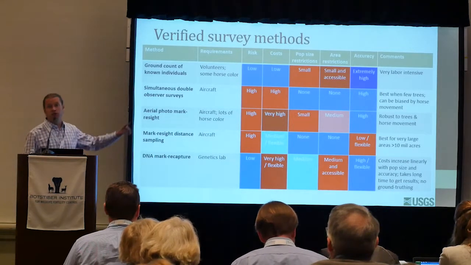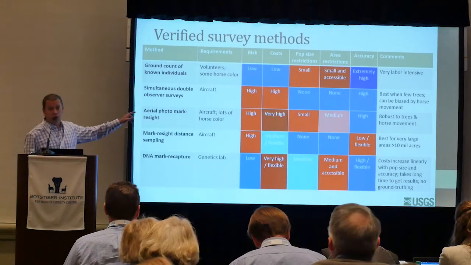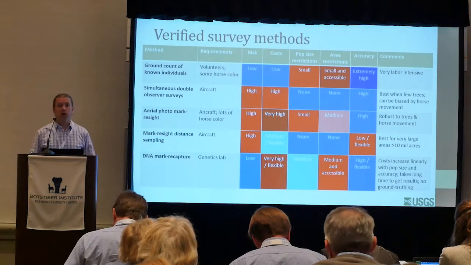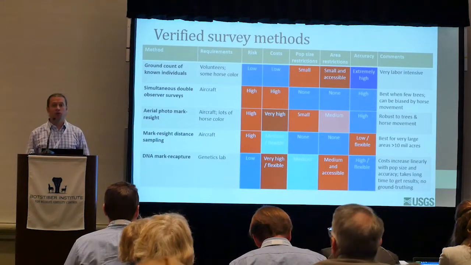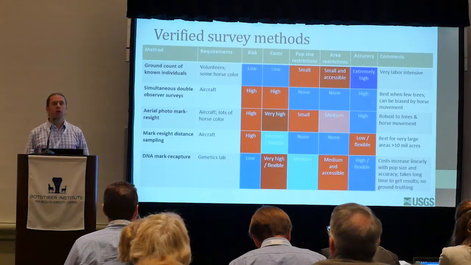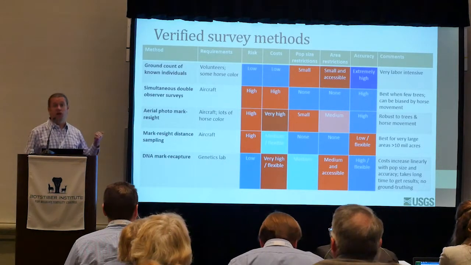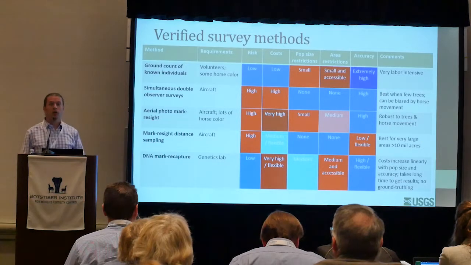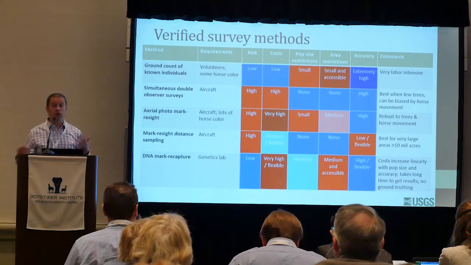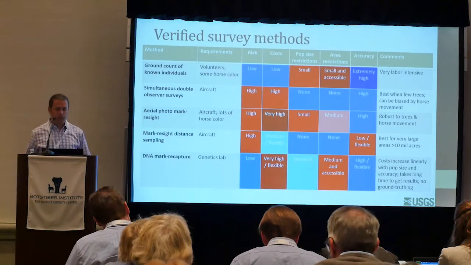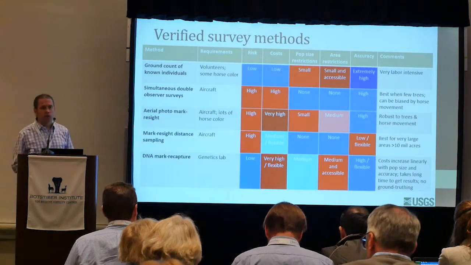If you can do it, that's the gold standard. If you can get out there and see every horse out there, that's the best way to do it. It's extremely high accuracy. At USGS and BLM, when we test out new methods, we test them on areas where we can do this, where we know every individual out there, and then we see how well these new methods work. But in a lot of cases, you can't use that, right?